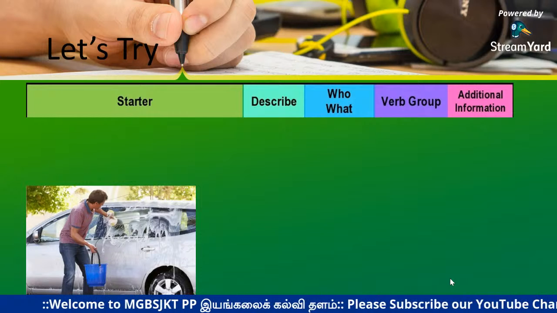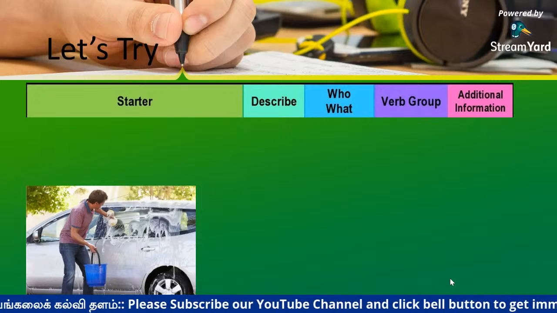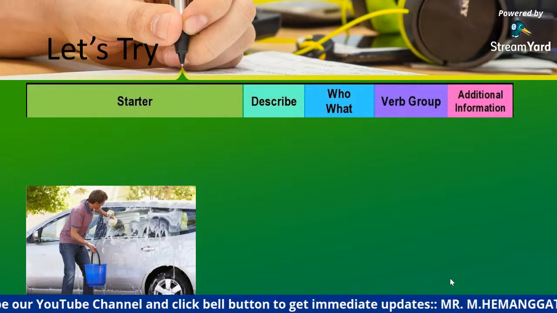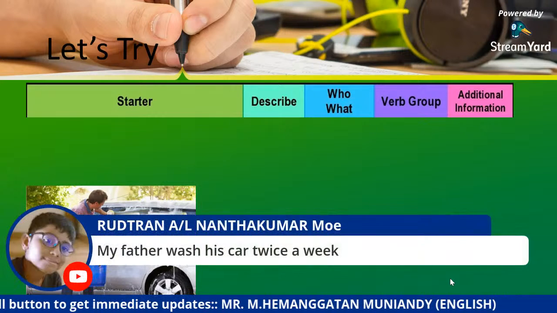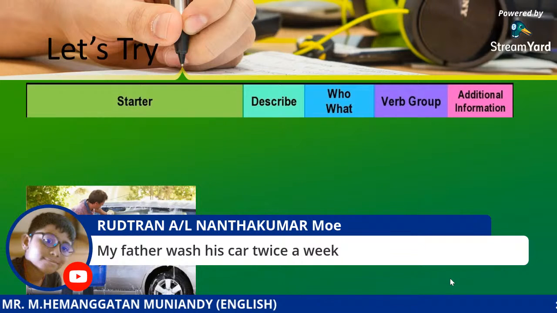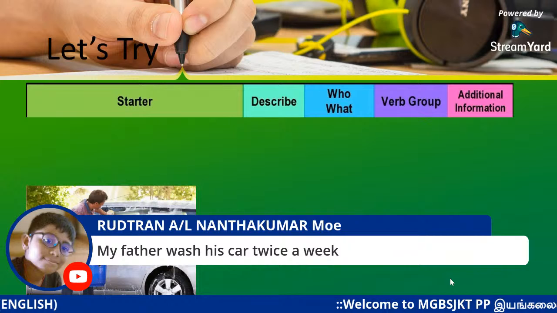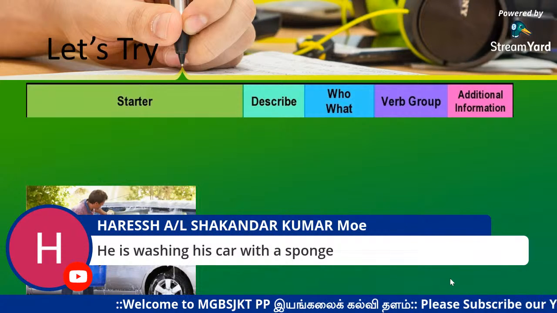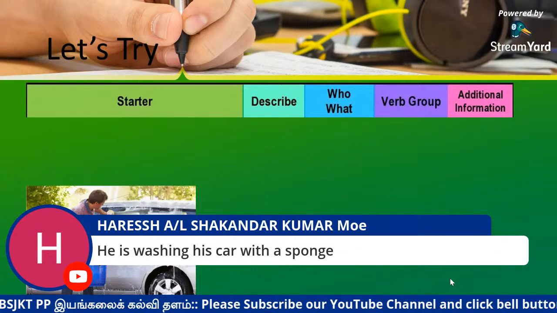Starter, you can put any articles to make it easy. Description. Who, or you want to try what this time maybe? Describe the man or describe the car with the right word group. Rudran: My father washed his car twice a week. My father washes, you're supposed to say, right?